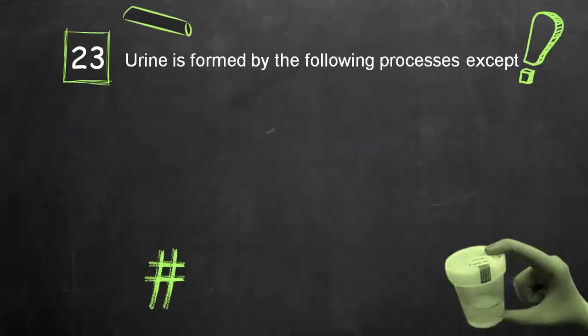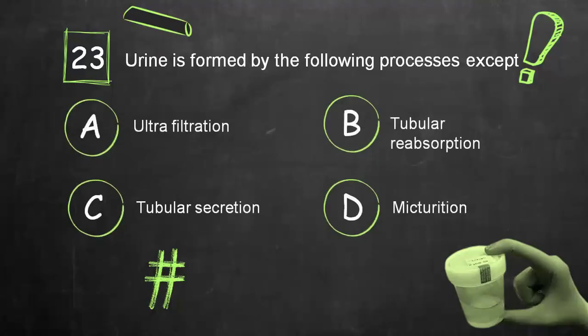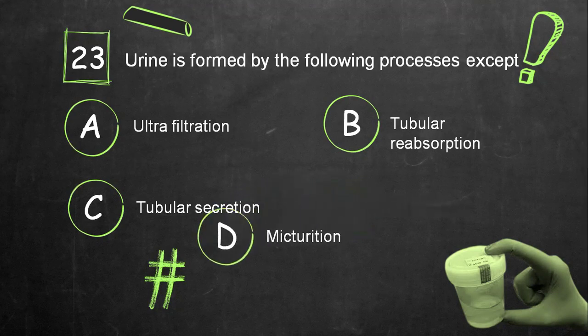Next question, urine is formed by the following processes except. So what are the steps in urine formation, or how is urine formed? Option A, ultrafiltration. Option B, tubular reabsorption. Option C, tubular secretion. And option D, micturition. So here the right answer is option D, micturition.